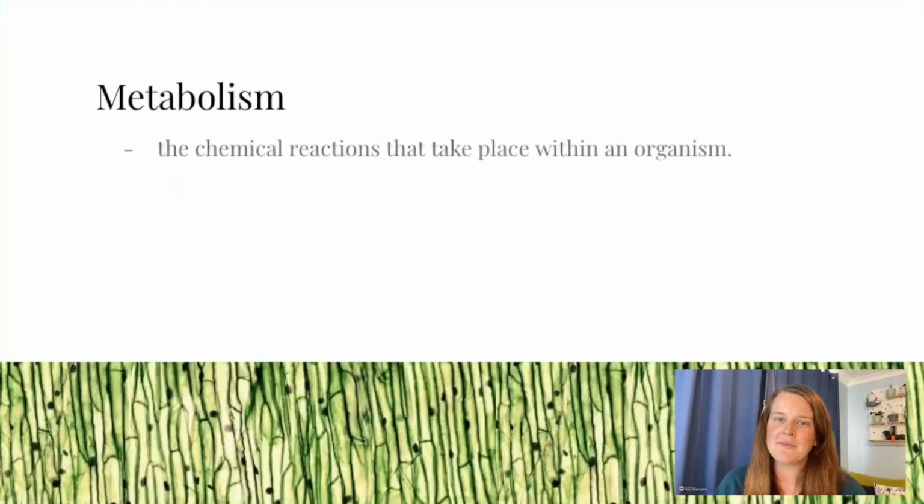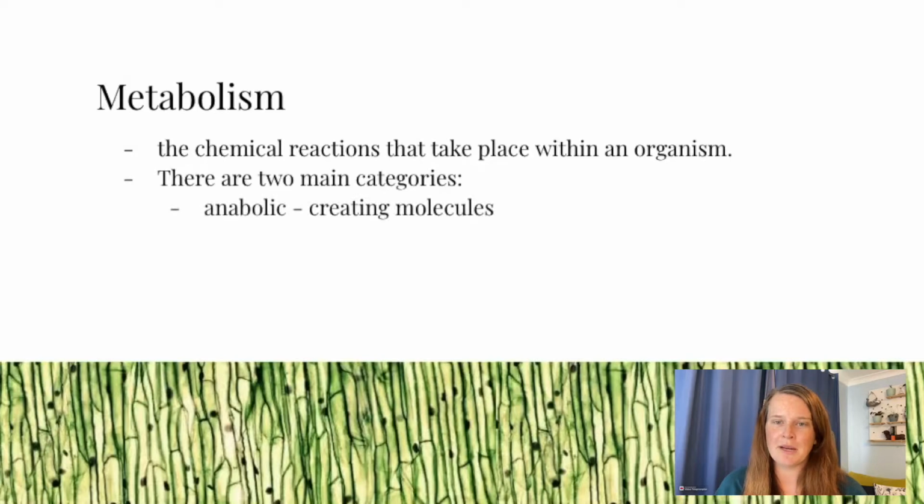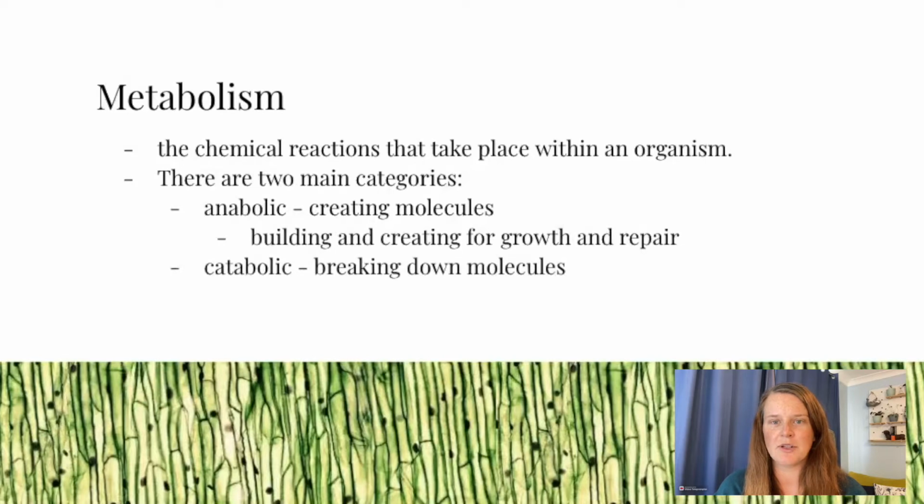Now we're going to draw together some key ideas to understand the biochemical processes of metabolic reactions. These processes are how cells are powered, waste is recycled, and the production of essential molecules occurs. Metabolism is the chemical reactions that take place within an organism. There are two main categories of metabolic reactions: anabolic, the creating of molecules, and catabolic, the breaking down of molecules.